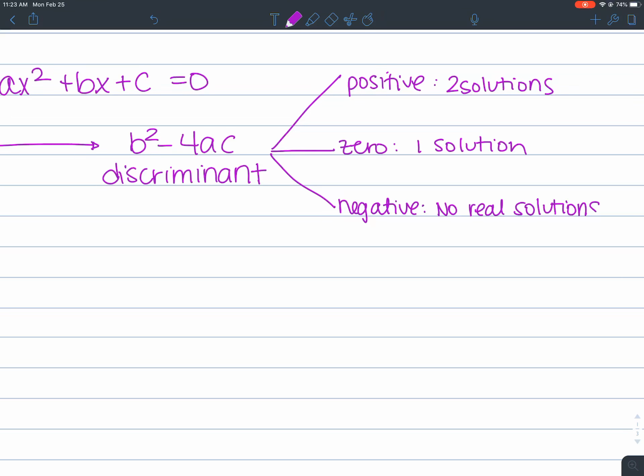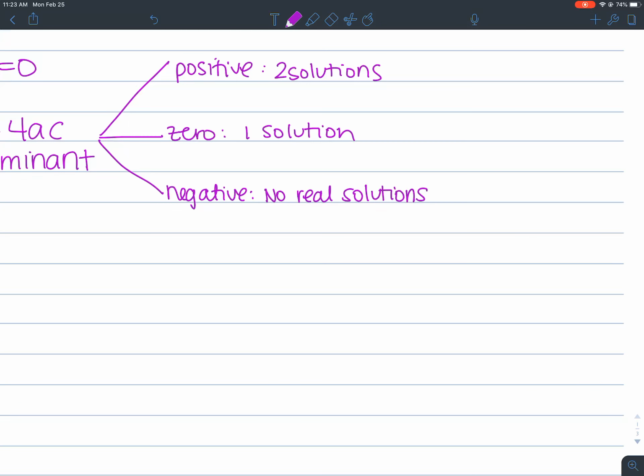And let's quickly go over what that means for the graph. So two solutions means that the graph could be going like this, meaning it crosses twice. Or it could be going down, where it still crosses twice. One solution means that the vertex is on the x-axis, and it could also be opening down, okay?